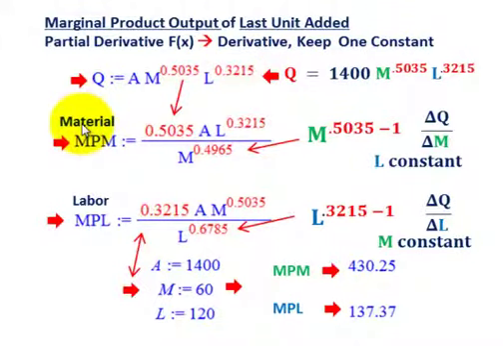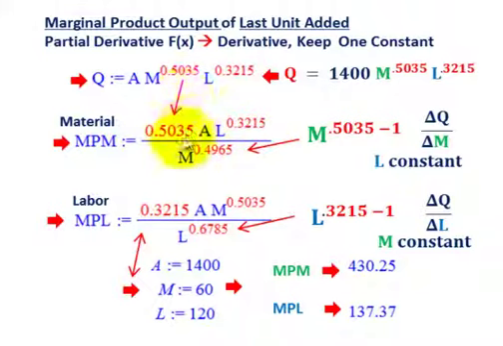Let's look at the marginal product of our material. What you want to do in this case for the material is first take that exponent, 0.503, which becomes your coefficient in your equation, and then you subtract 1 from it. Subtracting 1 gives you negative 0.4956, so that's a negative exponent, which becomes your denominator.